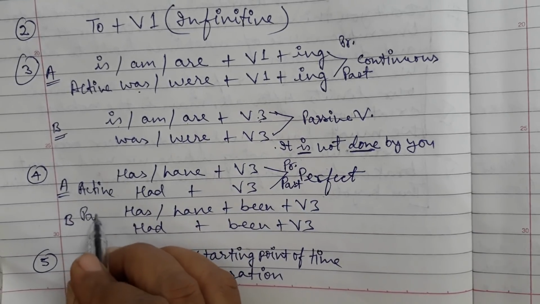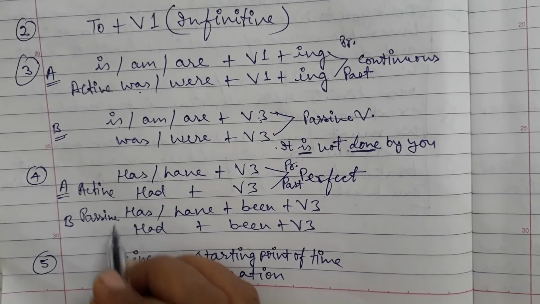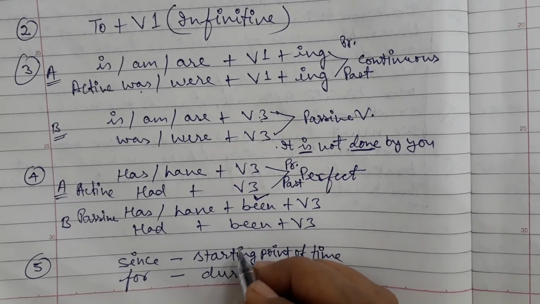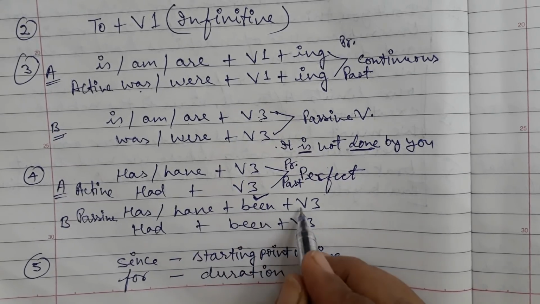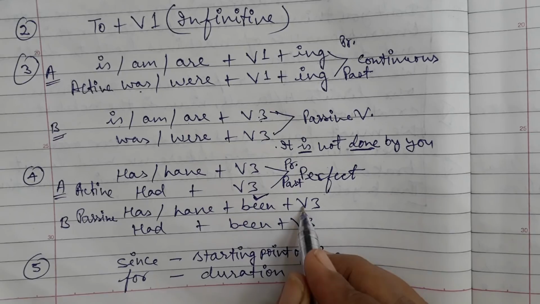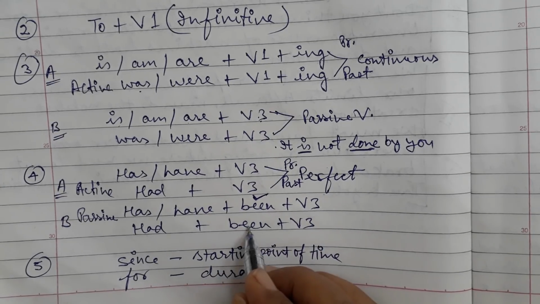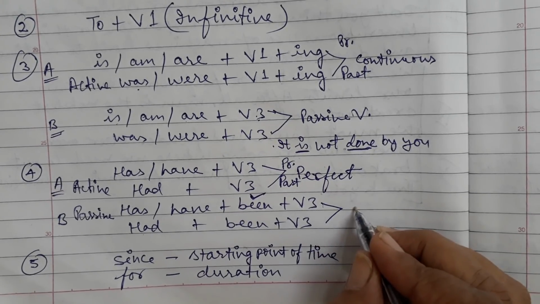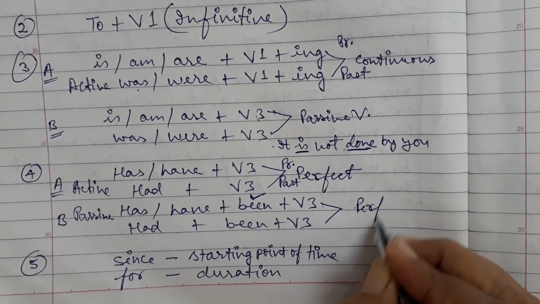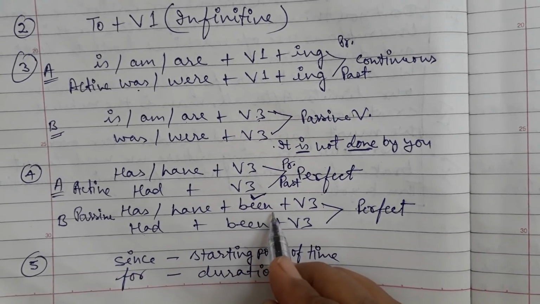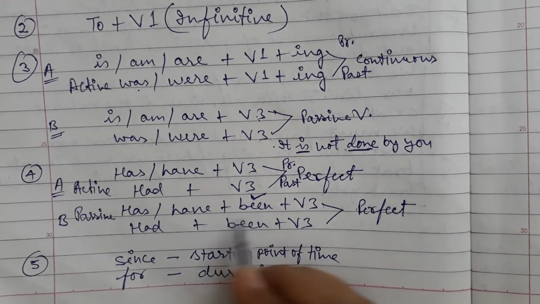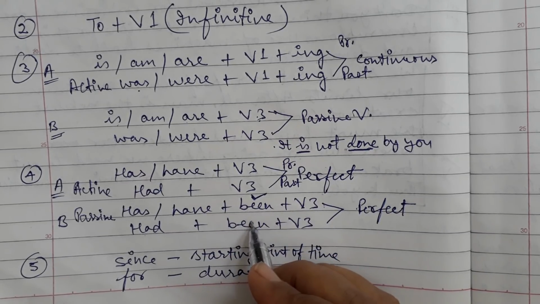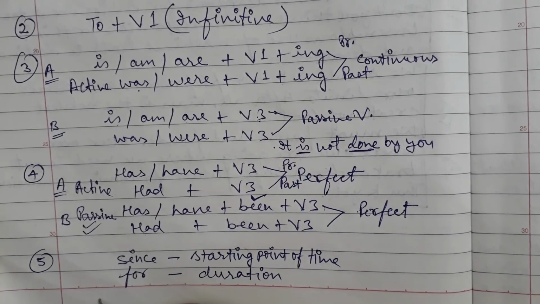And in the case of passive voice, we have one more helping verb, the third form of be: has, have, been, third form of verb. Had plus been plus third form of verb. The same tense is used in passive voice. So these things you should know. If there is any omission between has, have and the third form of verb, it means been has to be there because it is passive voice.